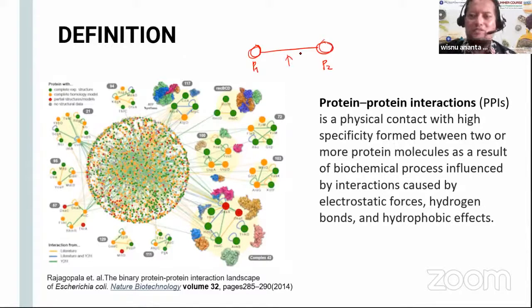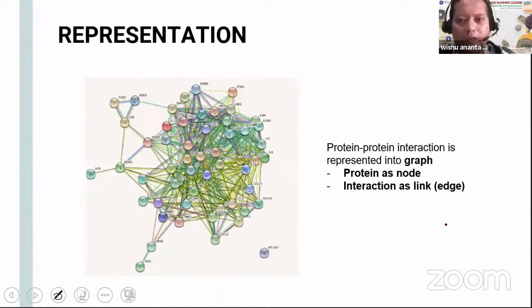If you ask me what kind of interaction, I cannot answer. Maybe this interaction is about the electrostatic force, hydrogen bonds, or something. Okay, I just define the scope of my talk. This I already explained before: protein-protein interaction is represented as a graph, with protein as node and interaction as link.